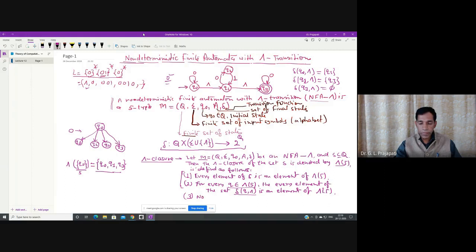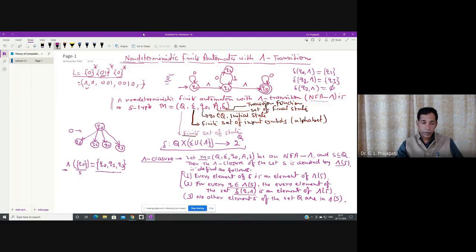So you can say no other elements of the set Q are in the null closure of the set S. So you can use steps 1 and 2 for obtaining the null closure of the set, which means you need to determine the effect of the null transitions.